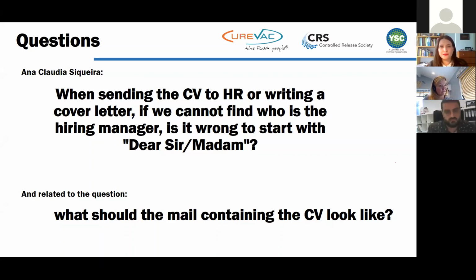So, who would like to take it? I would say when I get a dear sir, madam, I delete it automatically. I don't even read the next sentence. I assume that it's not to me, that someone copy pasted it and sent it to 100 people. That's my assumption. It's maybe a wrong assumption, but in some cases it does seem to me like that.